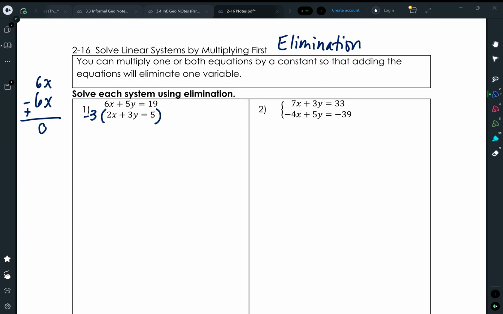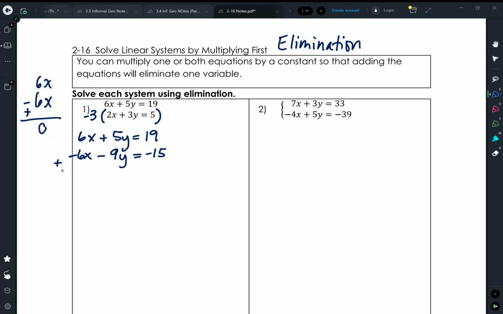So I'm going to leave the first equation the way it is, 6x plus 5y equals 19. And the second equation I'm going to multiply through by negative 3. We're multiplying both sides. We're distributing it to everything so that we have an equivalent equation. So this is negative 6x, negative 9y or minus 9y, and negative 15.